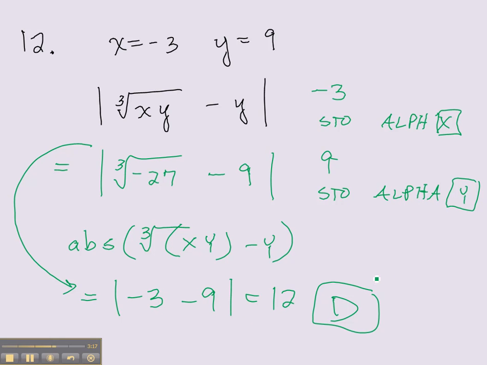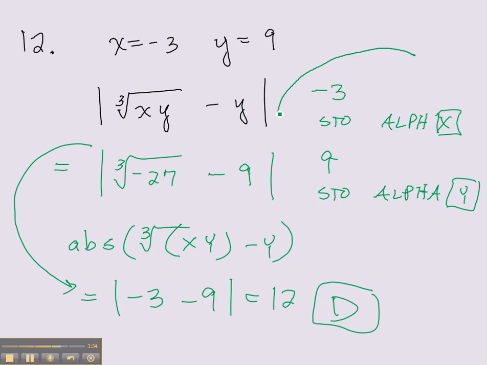Remember, absolute value is math num 1, and then cube root is math 4. So you could get all those. And you just need to store the values into x and y before you start.